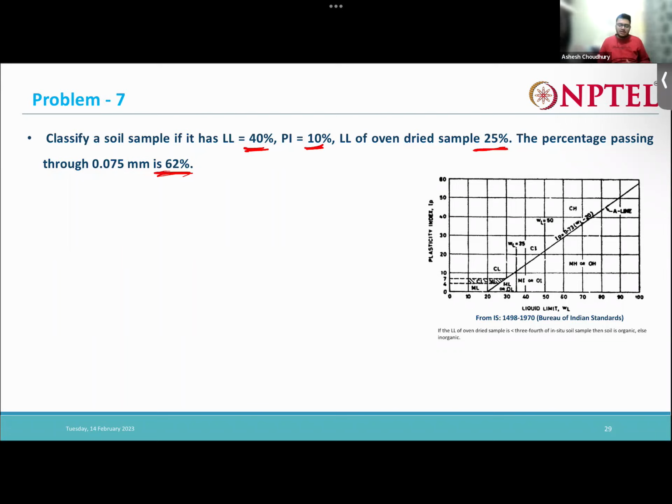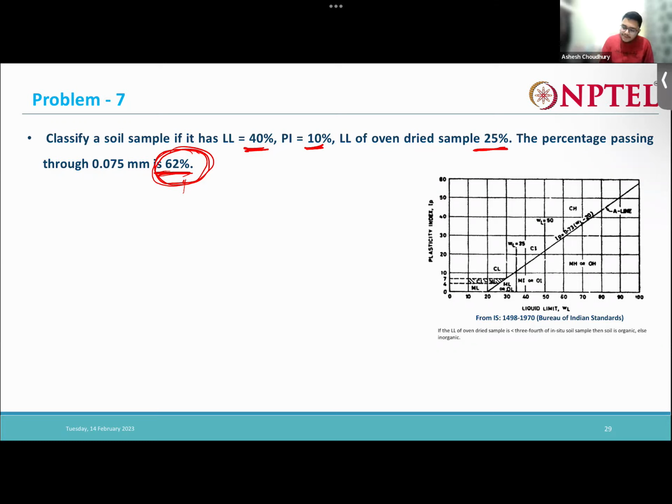So again, tell me, is it fine grain? Yes, fine grain, right? Why fine grain? More than 50% of particles are passing through the 0.075 mm sieve. 62% is passing, which is more than 50%. So it is a fine grain soil. Correct. Now you have the liquid limit and the plasticity index.